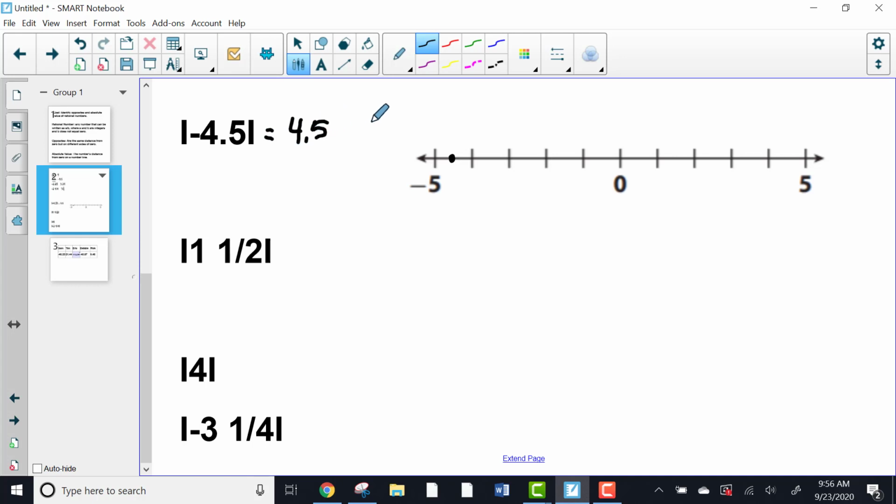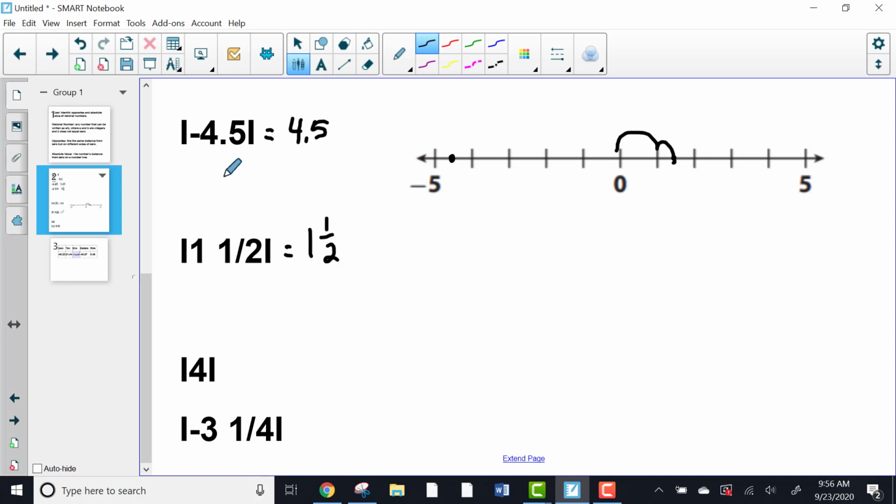Okay, remember, absolute value is always positive. It's never going to be a negative number. Okay, 1 and 1/2. When you think about absolute value of 1 and 1/2, first of all, we can plot it on a number line. There's 1 and there's a half there. I can see that it's a half and then another 1 to 0 on a number line. So absolute value of 1 and 1/2 is 1 and 1/2.